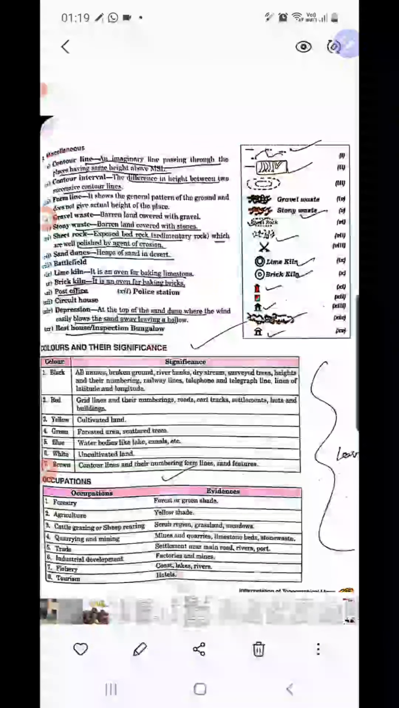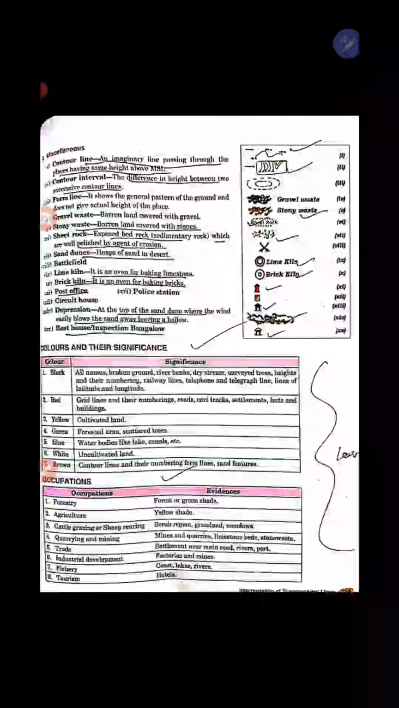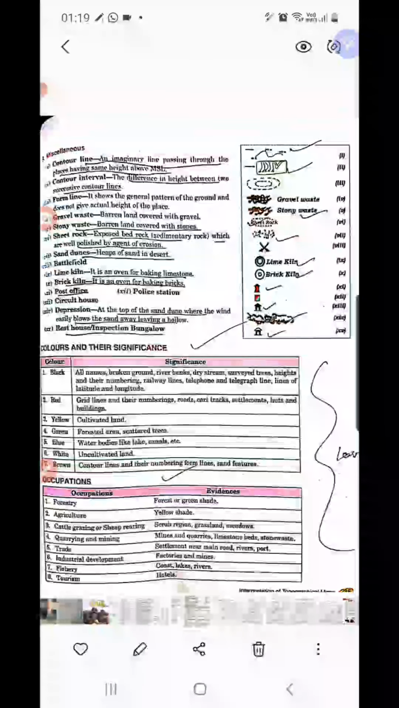Then agriculture is found in yellow shade. Then cattle rearing or sheep rearing. Suppose you find a place like open scrub, you can find open scrub in this map also, which we were discussing. Here you see open scrub. You can see the open scrub in this.